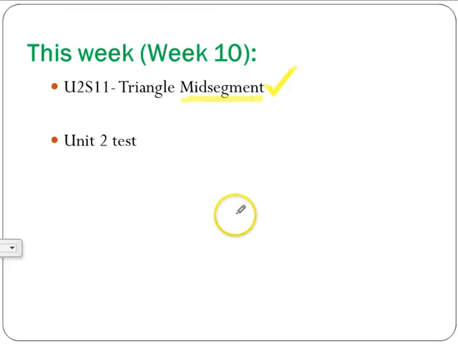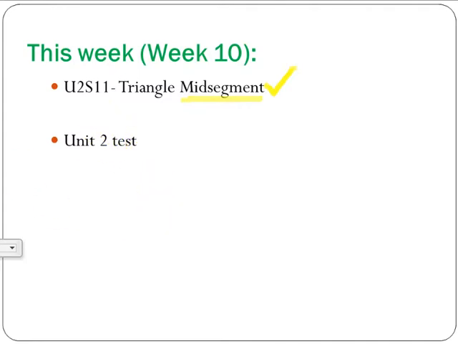Last week we talked about different segments within triangles. We talked about perpendicular bisectors, altitudes and medians. And this week the last segment that we're going to talk about that occurs in triangles are mid-segments. And then you're going to do some reflecting on Unit 2 and then take the Unit 2 test.